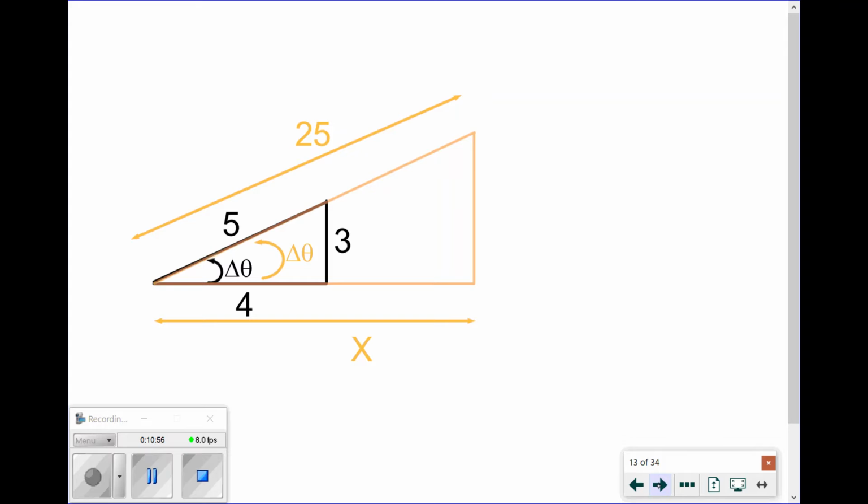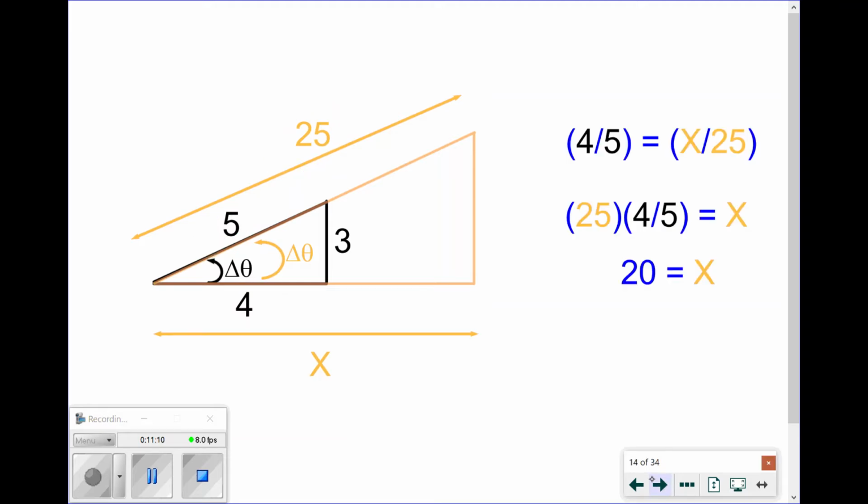Likewise, if I wanted to find this base here, and I knew that the hypotenuse was 25, I could set up a ratio using these two sides of the triangle, and I could say that 4/5 is equal to x over 25, and simply solve for x.